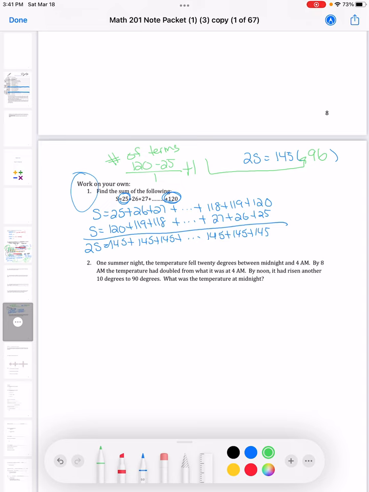And then I'm going to have 145 times 96. So 2s is going to be equal to 13,920. My last step is to divide by 2. And I get 6,960 for my sum.